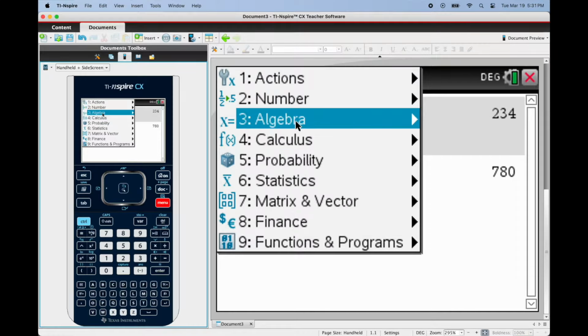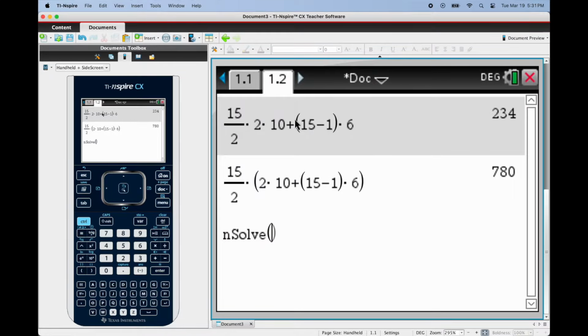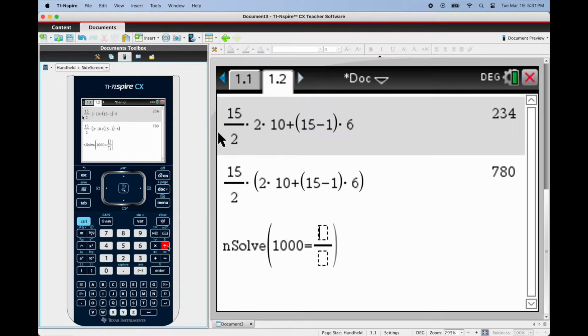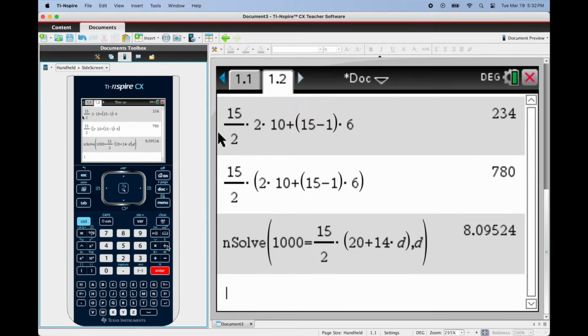Menu, algebra, numerical solve, and let's put in our value. 1,000 is equal to 15 over 2, or 7.5, as a fraction. I'm going to simplify things a little, just for clarity: 2 times 10 is going to give us 20, plus 15 minus 1, which is 14d. This makes it a little clearer in terms of dealing with brackets. Tell the calculator what you're solving for, and then ask for the value.